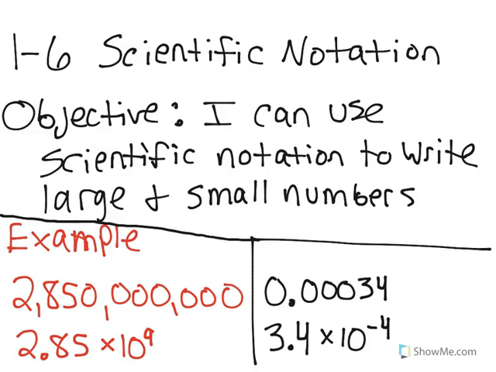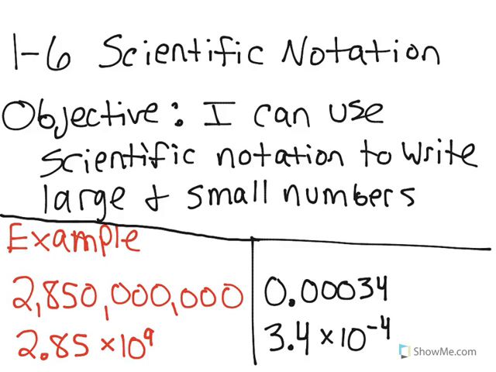Okay, in this video we're going to talk about, by the way, this is a pre-algebra video, chapter 1, lesson 6. We're going to talk about scientific notation. Our objective as the student: I can use scientific notation to write large and small numbers because I want to be able to describe situations quickly and efficiently without having to say giant numbers.